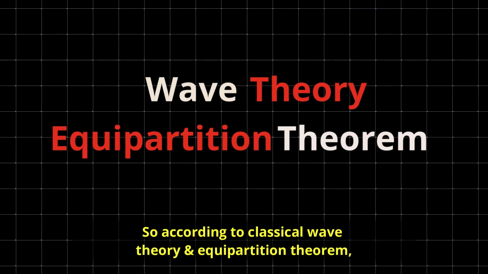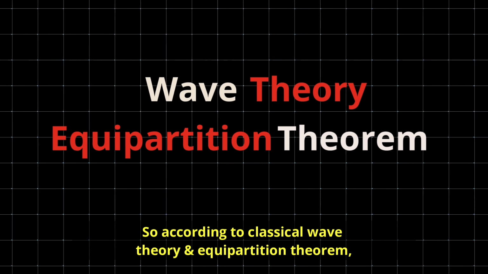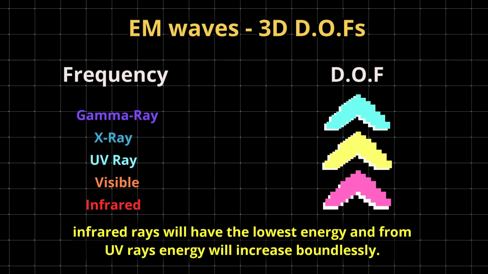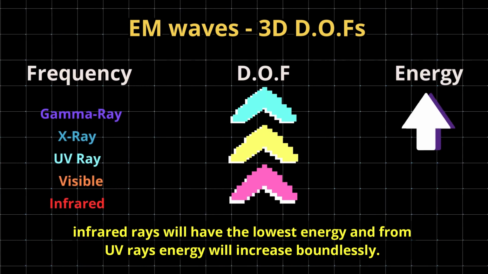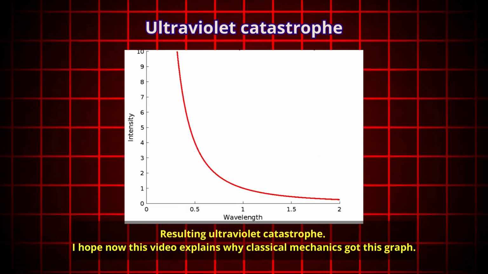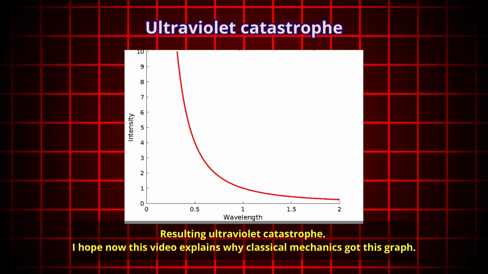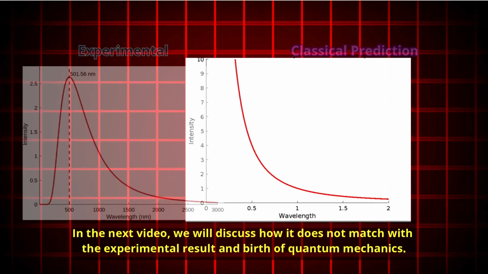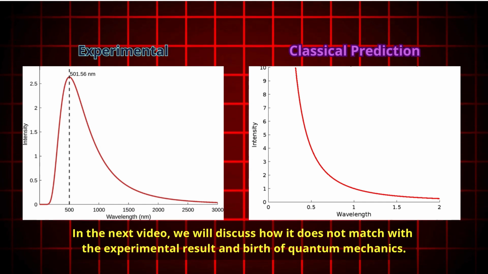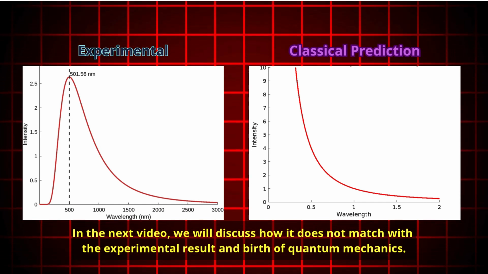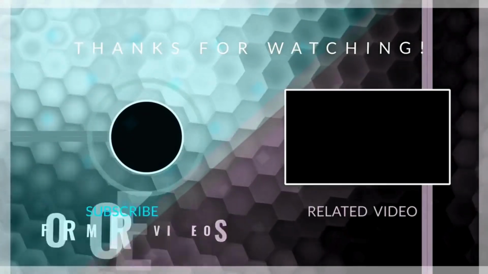So according to classical wave theory and the equipartition theorem, infrared rays will have the lowest energy, and from UV rays, energy will increase boundlessly, resulting in what we call the ultraviolet catastrophe. I hope now this video explained why classical mechanics got this graph. In the next video, we will discuss how it does not match with the experimental result and the birth of quantum mechanics.